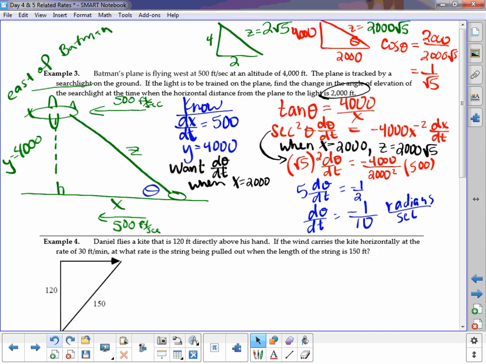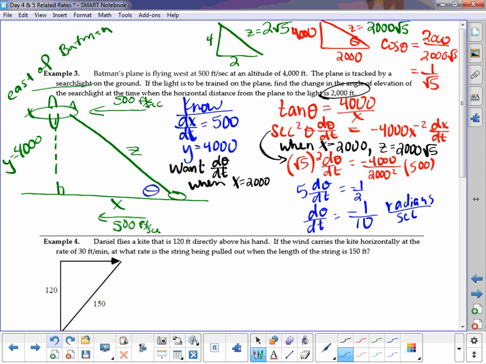Okay. Now let's see, what did they ask? Find the change in the angle of elevation. So our angle of elevation changes at a rate of negative 1/10 radians per second. Or if you want to be fancy, the angle of elevation decreases at a rate of 1/10 radians per second.